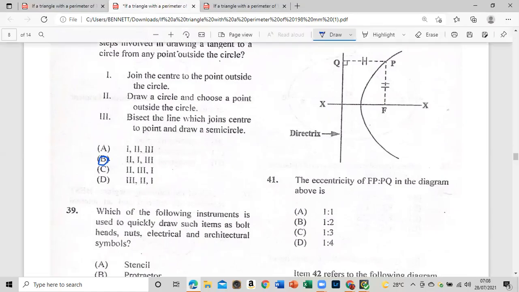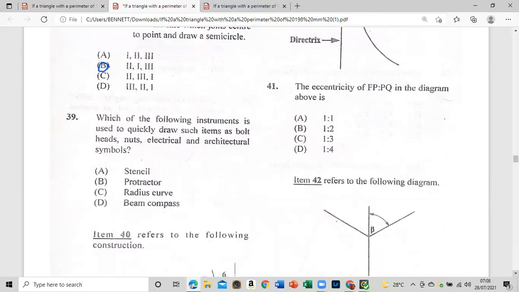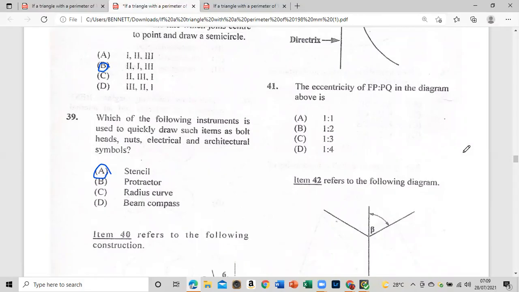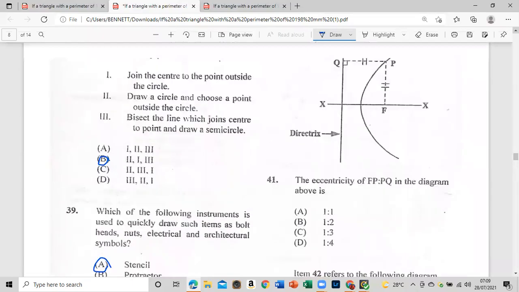So yeah. 39. Which of the following is used to quickly draw such items as bolt heads, nuts, electrical and architectural symbols? And that is a stencil. Let's move on to 40. And I see more ratio coming up.